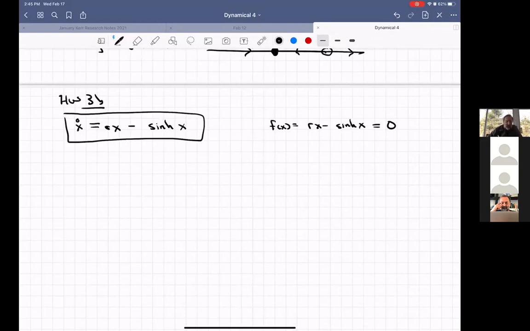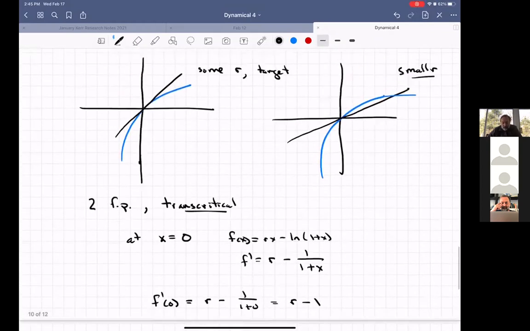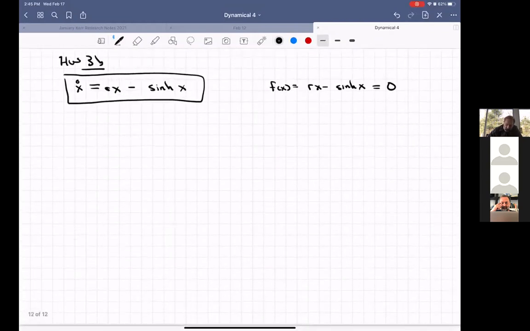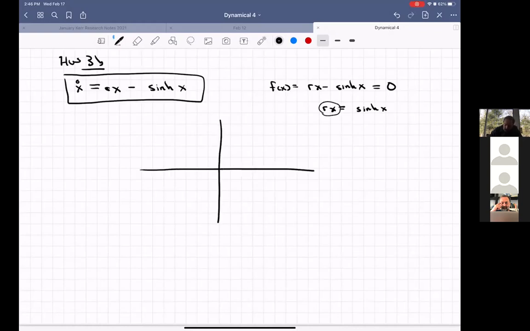When you can't solve something algebraically and you don't have a computer around, what do you do? Graph it. You don't just graph it, right? But you graph both sides. You set Rx equals sinh of X. And one of these has a parameter. This side has a parameter in it. So that's a line with slopes that vary.